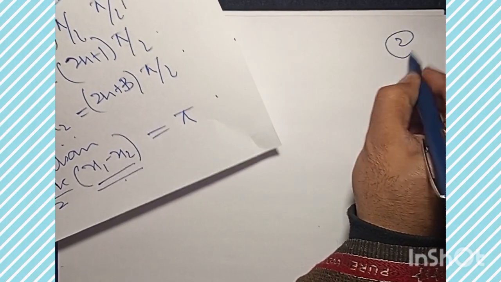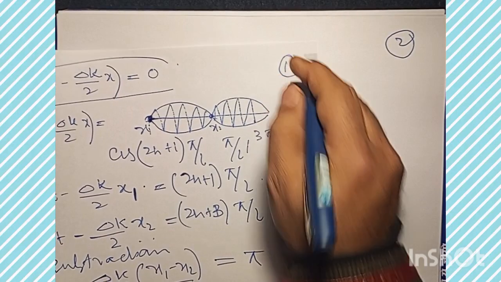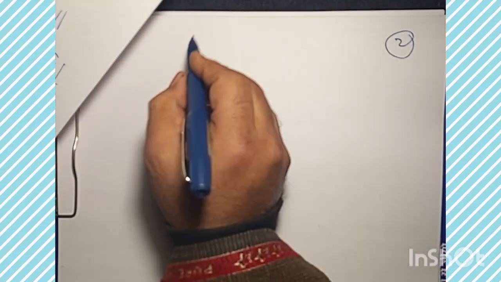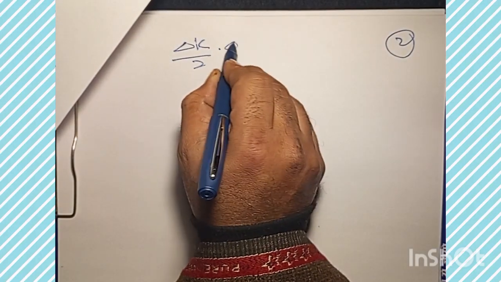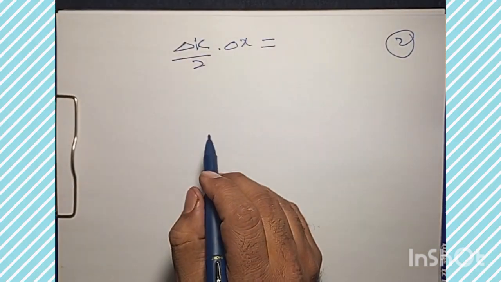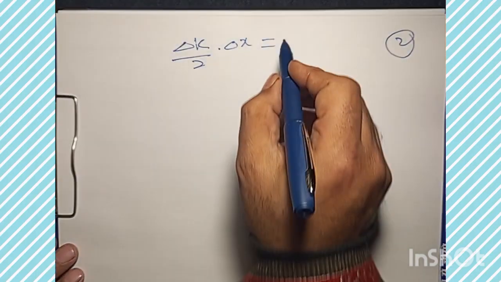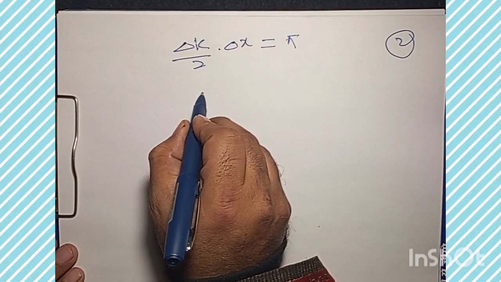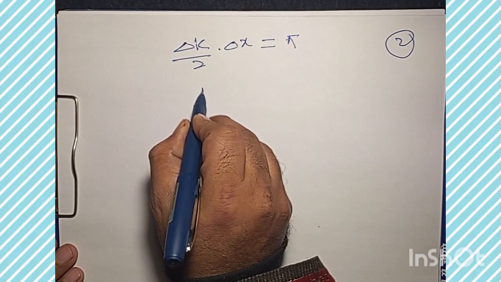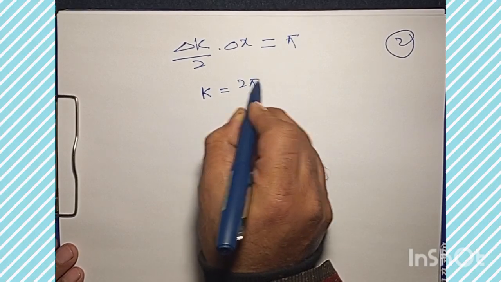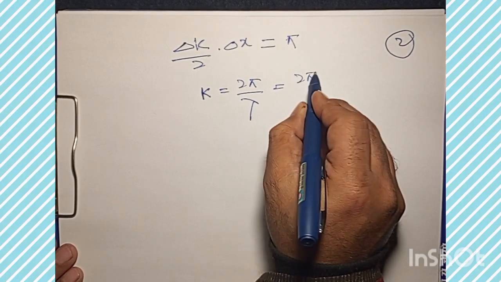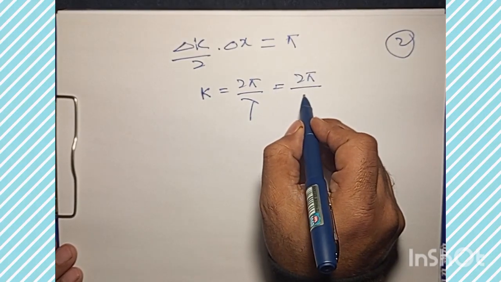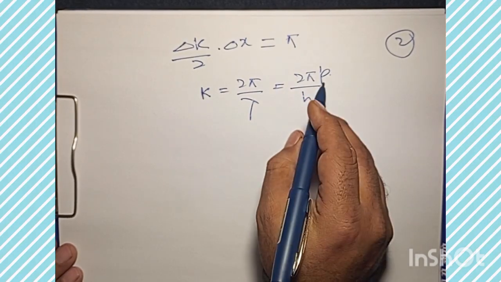So for this x1 minus x2, I'm going to use delta x. So this delta k by 2 dot delta x will be equal to pi. Okay, so we can think of taking this k. What's k? k is basically 2 pi by lambda, right? And I can write here the de Broglie equation for lambda, which is h by p. So h will be here and p will be here.